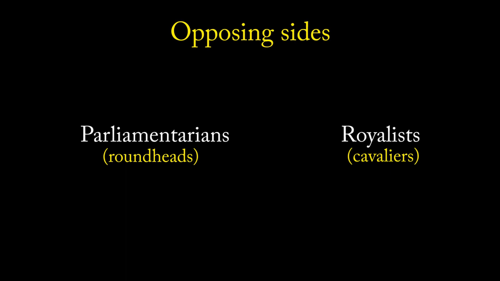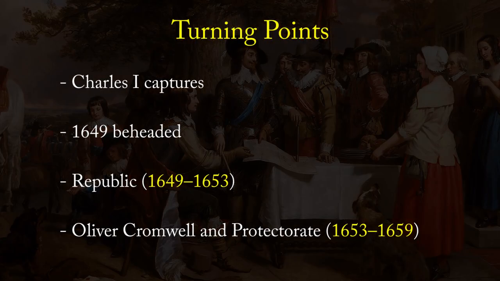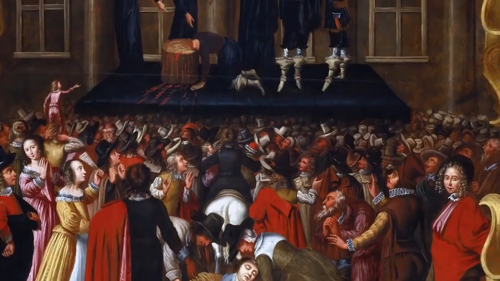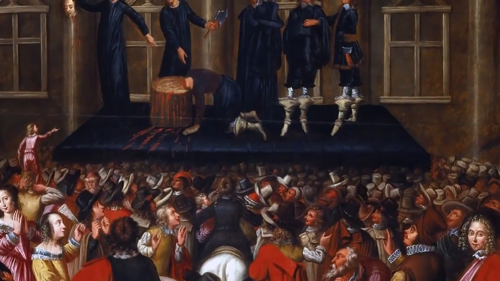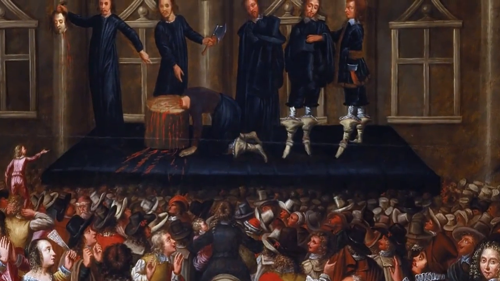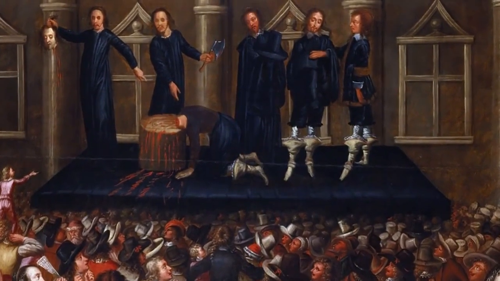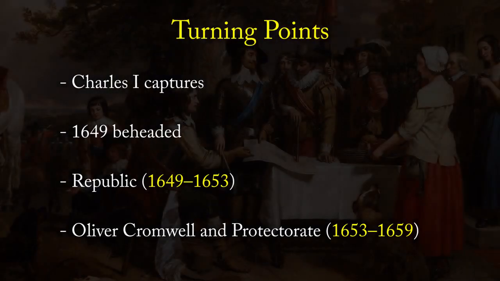I won't go into all the ins and outs of the Civil War for the sake of time, but there are a couple of features to it that need to be marked. First is that Charles is eventually captured, and in 1649, very famously, though it took them some time after his capture to come to this conclusion, he was eventually put on trial by the Parliament, and he was found guilty of treason, and then in 1649, he was beheaded. So first and foremost is that the king is killed. Regicide happens here in the midst of the English Civil War.